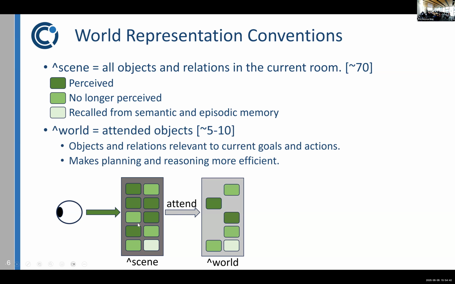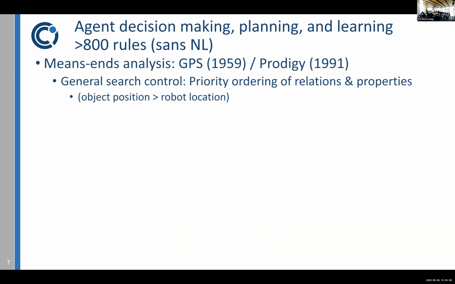From that we attend to a subset, because this is possibly 70 objects. We attend to those that are relevant to the current goals and actions it's trying to perform, and that's done by looking at what those are. And then we do reasoning over that set. Right now, we do the agent decision-making and planning. The agent is about 800 rules, which is like 3 times as big as I ever thought it was going to be. This is without the natural language components we'll hear about later. We use means-ends analysis, which was originally developed in 1959. It was then also used in a system called Prodigy 32 years later. We're 34 years after that.